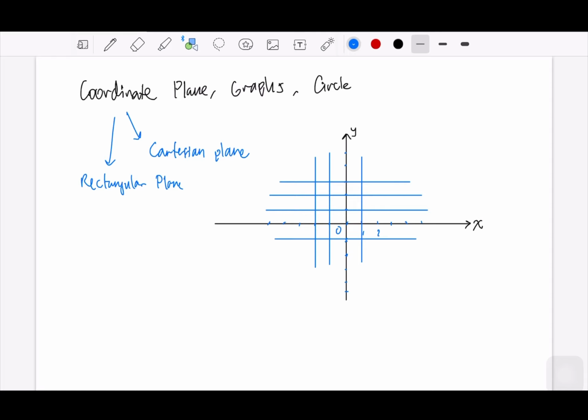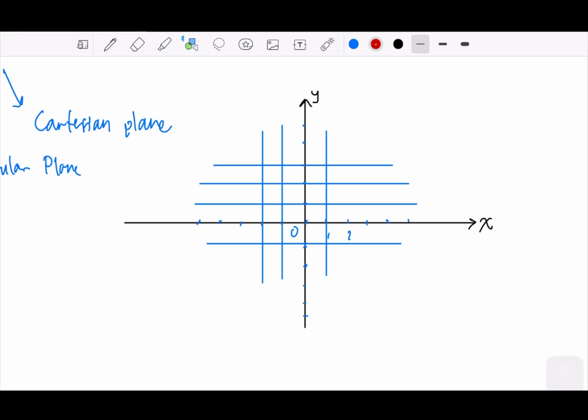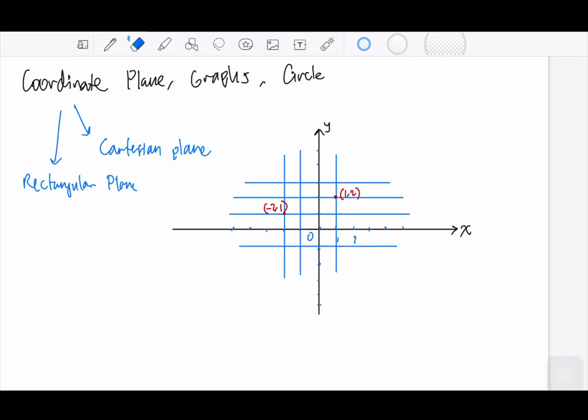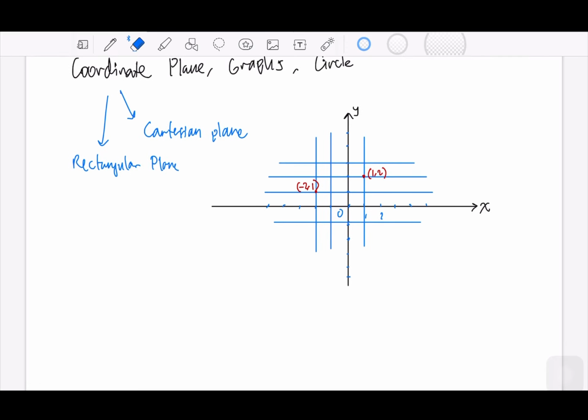So for example, we can say that at this point here we have 1, 2, okay? And at this point here, we have -2, 1, and so on and so forth. You can write all the point coordinates as long as it is according to the plane, okay?